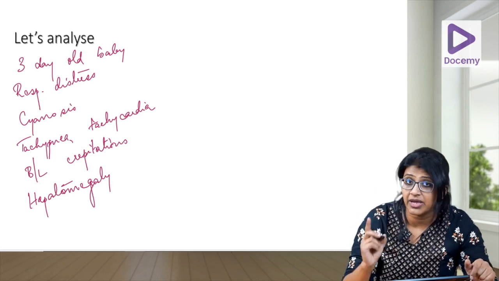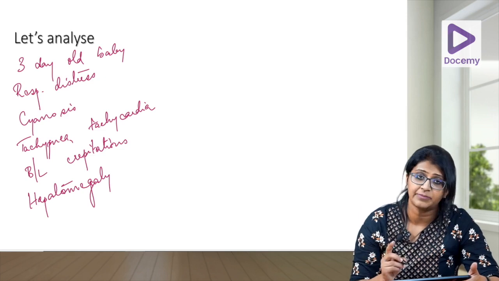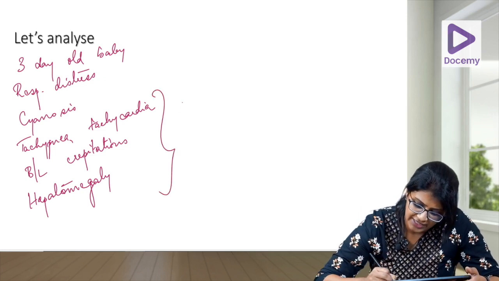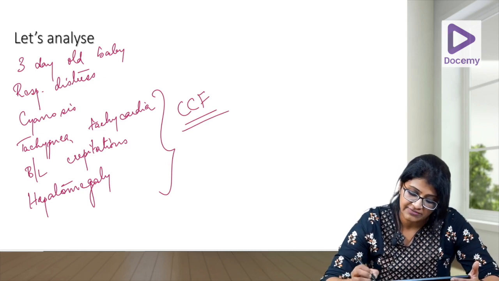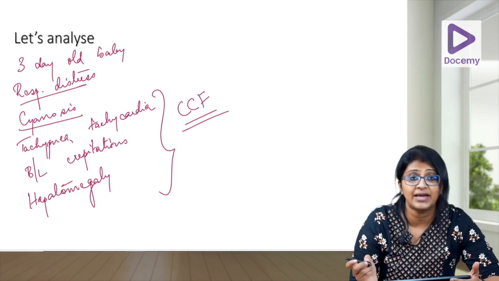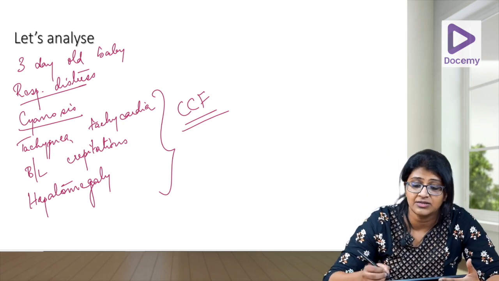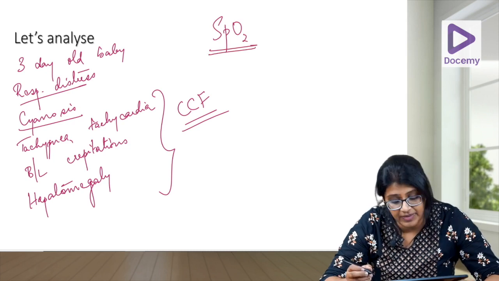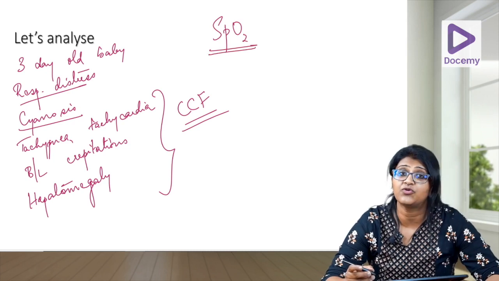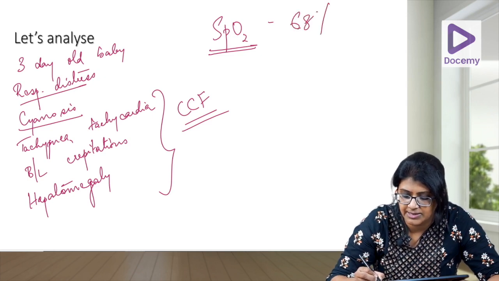So, when you put these all together, what do you have? You have tachypnea, tachycardia, bilateral crepitations and hepatomegaly. So, automatically you know that this child is in congestive cardiac failure. Now, this child with congestive cardiac failure has respiratory distress and cyanosis. So, the first thing that we do is check the saturation of this baby, the SpO2. When we check the SpO2, we get a saturation of say 68%.